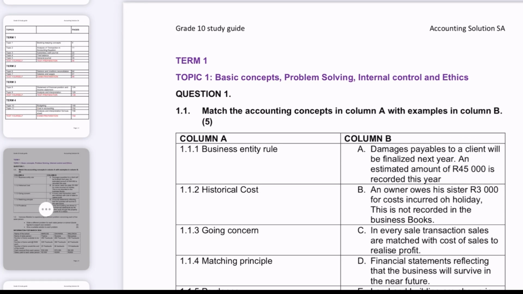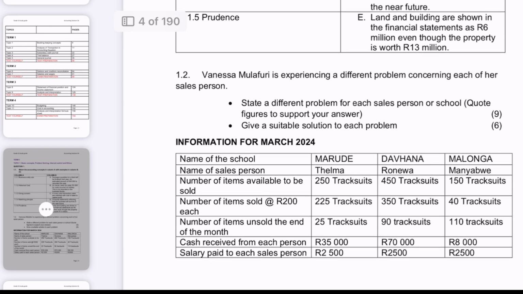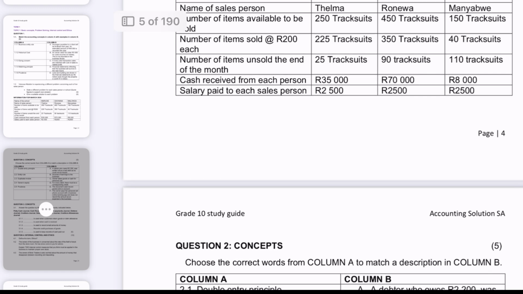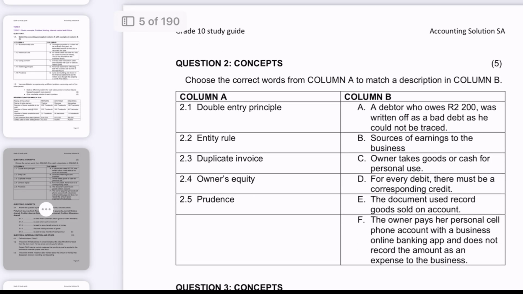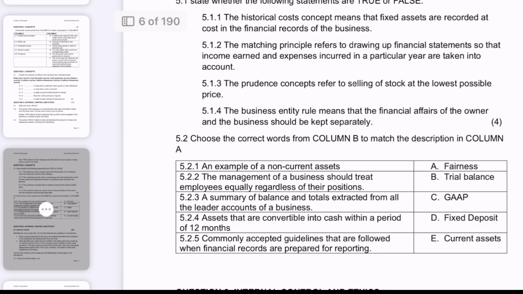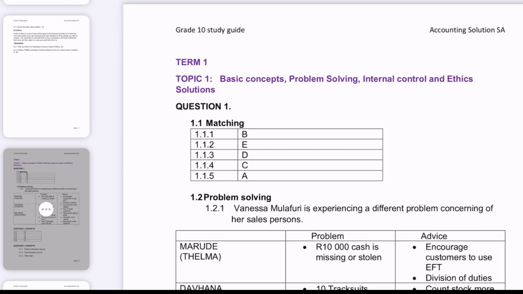So now let's check. These are the questions from topic number 1. You are going to get a question similar to this one, where you are matching a GAAP principle. Let's go to the other one, which is a bit similar to this one, but in other terms. These are the questions that you are going to get, and let's scroll down so that you can see how it looks. These are the answers to those questions that you saw.